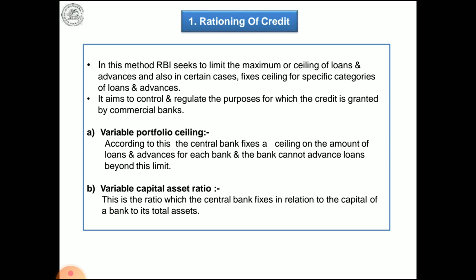The second method is variable capital assets ratio. This is the ratio which the central bank fixes in relation to the capital of the bank to its assets. Here, what happens? The central bank will fix a particular ratio in relation to the capital of a bank to its total assets. So here there will be a relation for some commercial bank between the capital of the commercial bank and the total assets. How much is the capital? Right, the total paid up capital and the total assets should not increase.